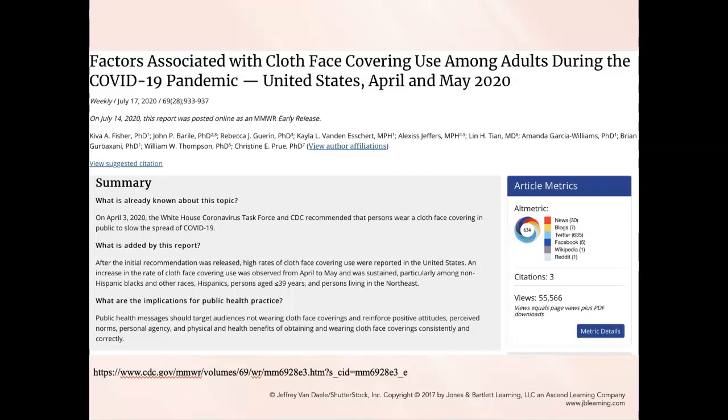This particular survey used a cross-sectional study design to look at what factors were associated with wearing a mask among adults in the United States. This internet survey sampled just over 500 adults between April 7th through 9th, and it asked about their use of a cloth face covering or a mask, and also asked about different behavioral and socio-demographic factors that might be associated with adherence to wearing a mask.